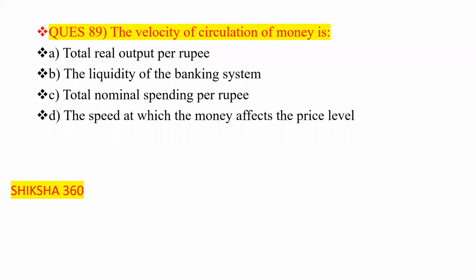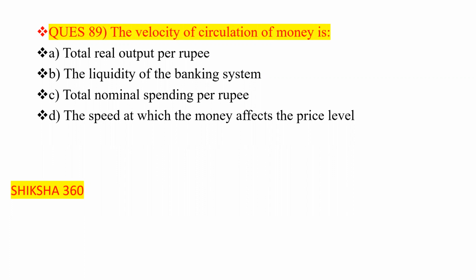Next is the velocity of the circulation of money. What is the meaning of the velocity of the circulation of money? First one is total real output per rupee. Second one is the liquidity of the banking system. Third one is total nominal spending per rupee. Fourth one is the speed at which money affects the price level.